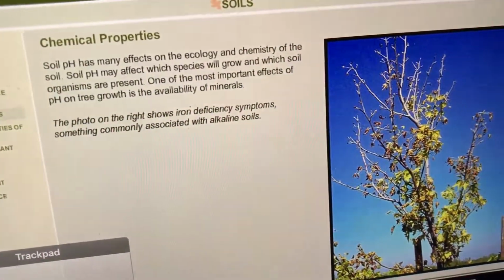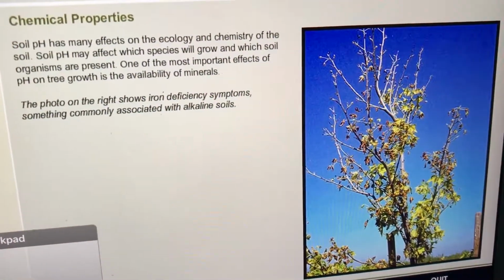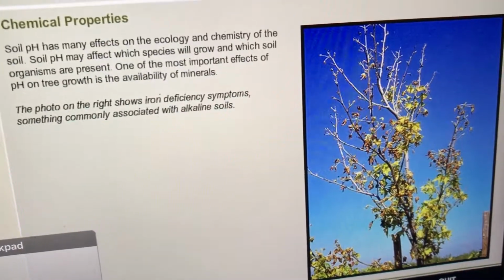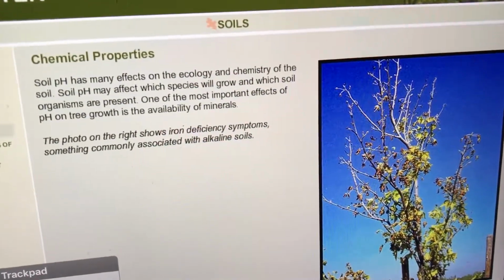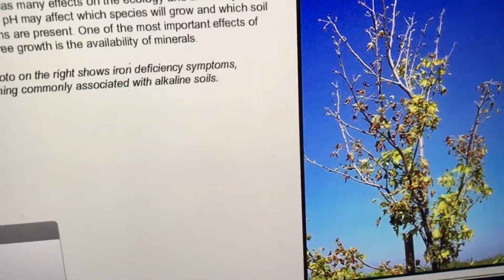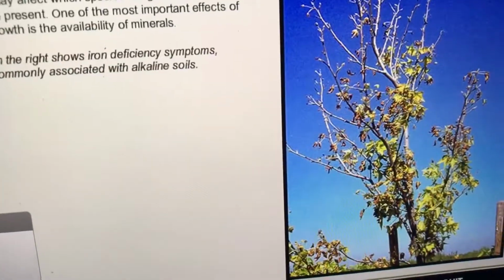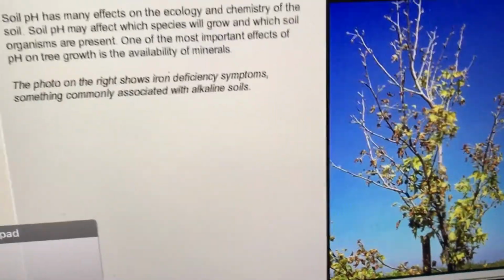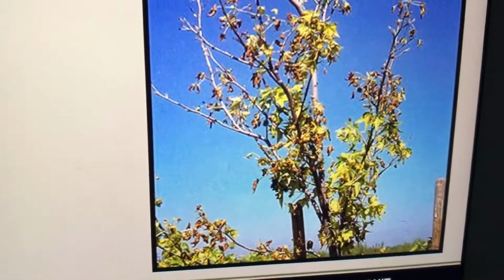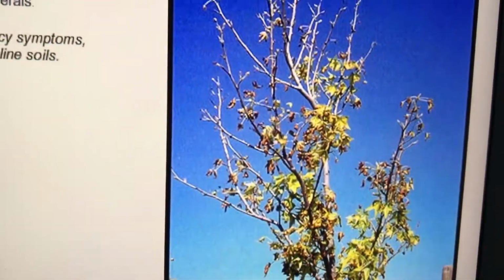Soil pH has many effects on the ecology and chemistry of the soil. Soil pH may affect which species will grow and which soil organisms are present. One of the most important effects of pH on tree growth is the availability of minerals. The photo on the right shows iron deficiency symptoms, something commonly associated with alkaline soils.